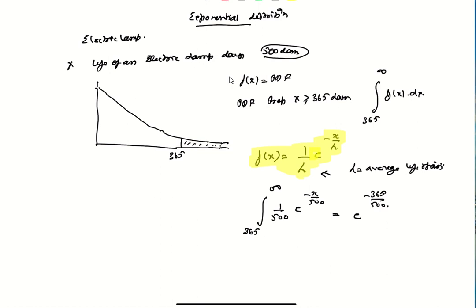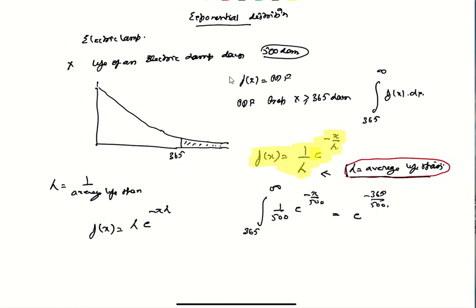Here what is important is that lambda is the average lifespan. In certain places we have lambda written as 1 upon average lifespan, and in those situations the formula will become f of x is equal to lambda e to the power minus x lambda. But if we count lambda as the average lifespan, then that will be the formula for the exponential distribution.